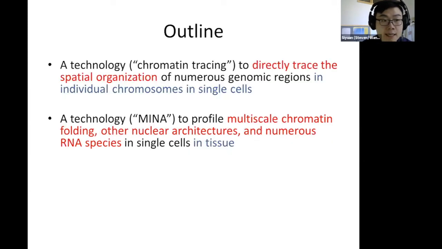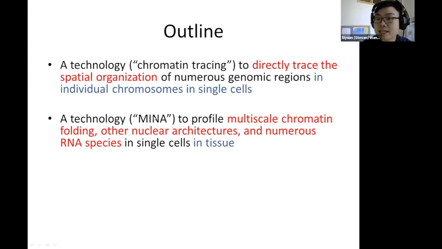So recently, we introduced a new technology called MINA. It's an integrative technique that allows us to profile multi-scale chromatin folding, other nuclear architectures, such as lamina and nucleolar association, and numerous RNA species in the same single cells in tissue. We used the mouse fetal liver tissue section, and we were able to analyze the chromatin folding and the nuclear architecture in a cell type specific manner with this capacity.